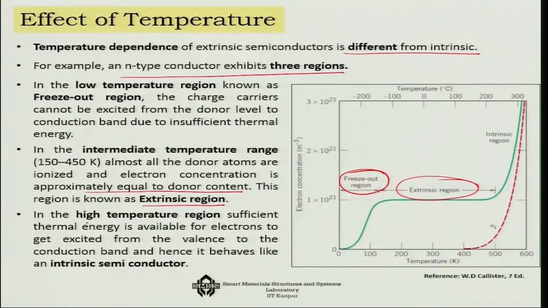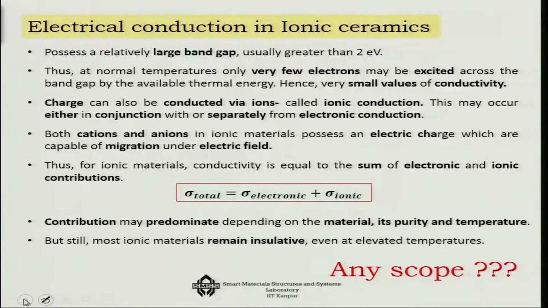In the high temperature region, sufficient thermal energy is available for electrons to get excited from the valency to the conduction band, and hence it behaves like an intrinsic semiconductor. So, with respect to temperature, you have these three regions: the freeze out region, extrinsic region and intrinsic region. In the extrinsic region, as you can see, the electron concentration remains almost constant, and then as you increase the temperature, the intrinsic region becomes dominant in the system.